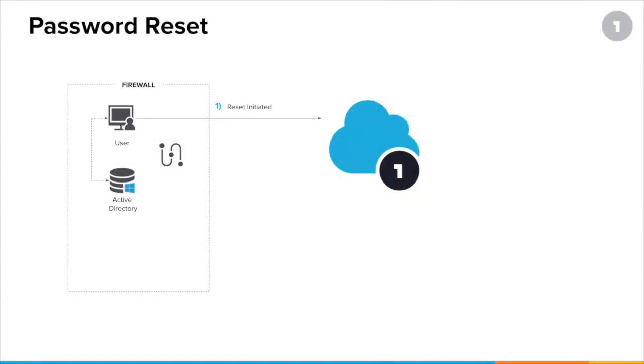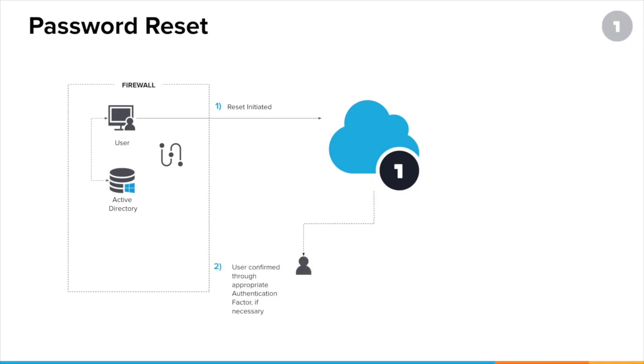Basic reset password process looks like this. A user initiates a password reset. Maybe they forgot their password, they need to reset their password because it expired, or they simply want to go to their profile in OneLogin and choose to reset their password from there. All of these actions will initiate a password reset.